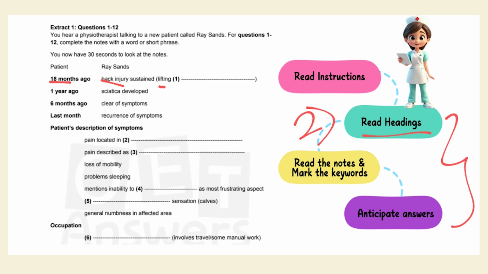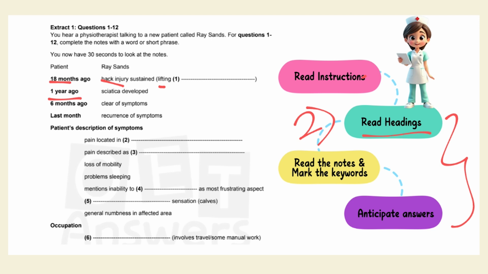We have very short time. If you practice from the beginning very clearly, on the time of examination it will be easy for you. Now you have cleared the first question. Moving to the second one, 1 year ago. You have to be aware of the synonym pattern, right?